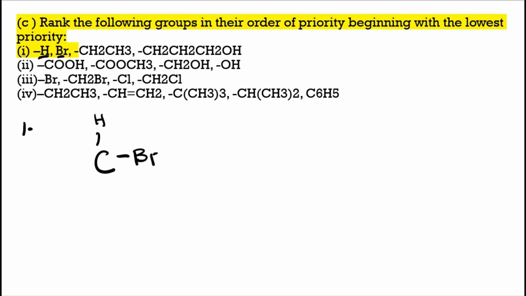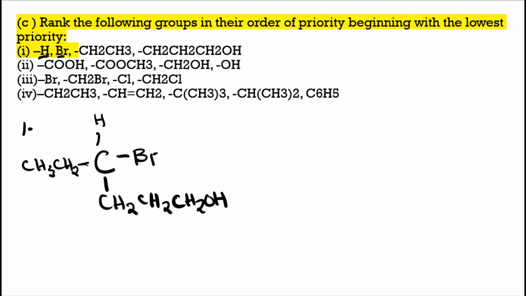And then the other group is a CH2CH3. And then the other group is CH2CH2CH2OH. Okay. So now, if you look at all these structures or atoms that are attached to this carbon here, this is what we call a chiral carbon.